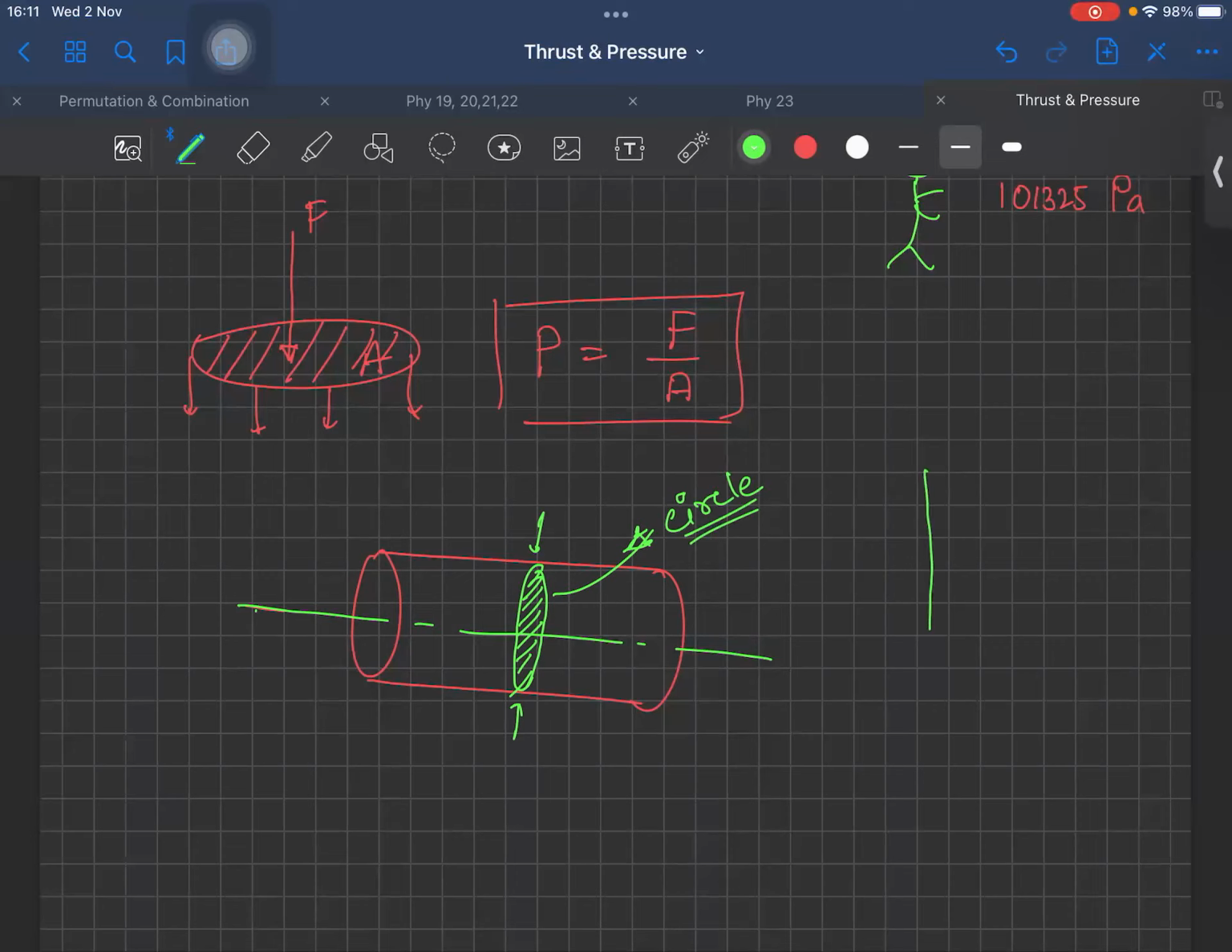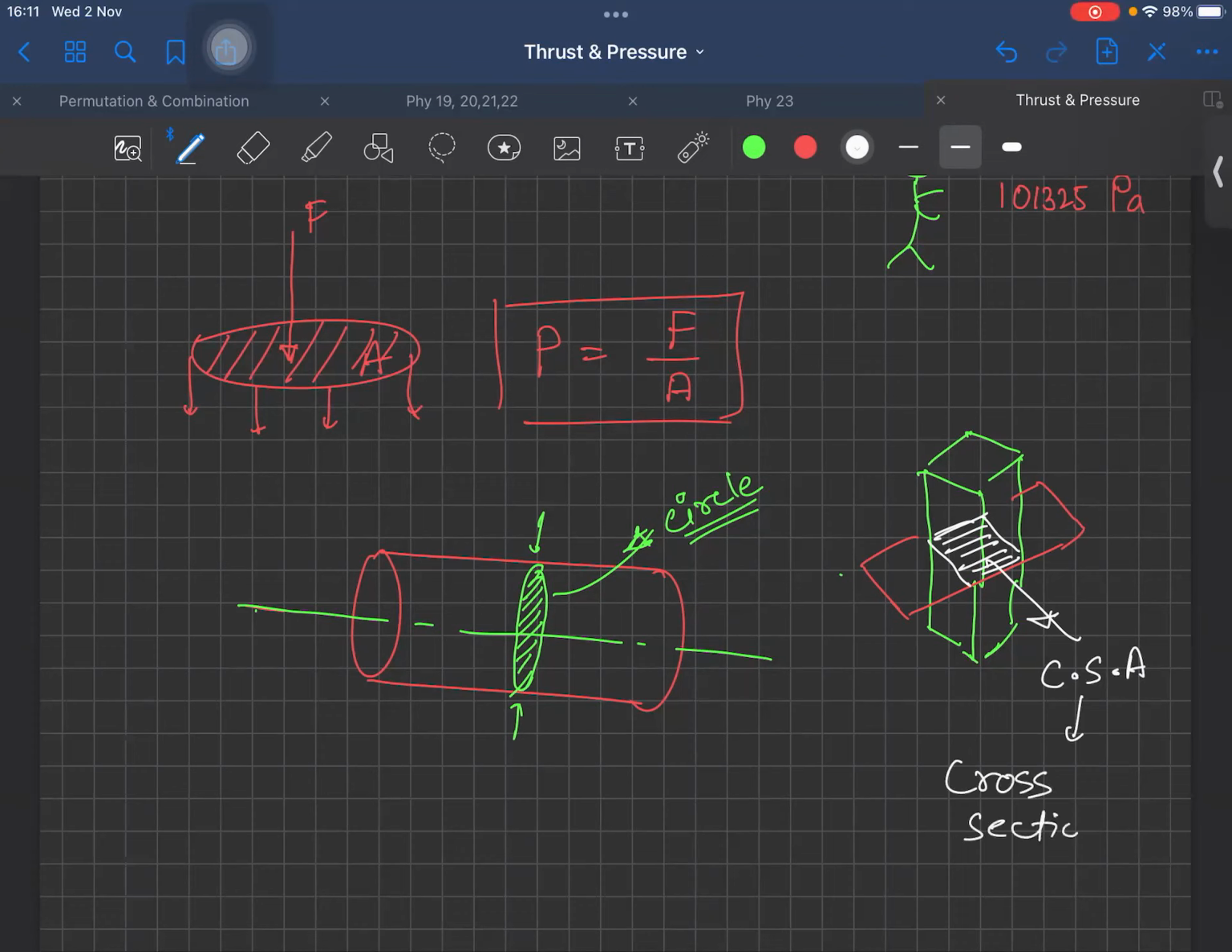Maybe let's say you have a cuboid. If you cut the cuboid on this plane, what will you get? You will get a rectangle or a square, right? This is your cross section area. Let me write. Okay, so did you understand the meaning of cross sectional area?